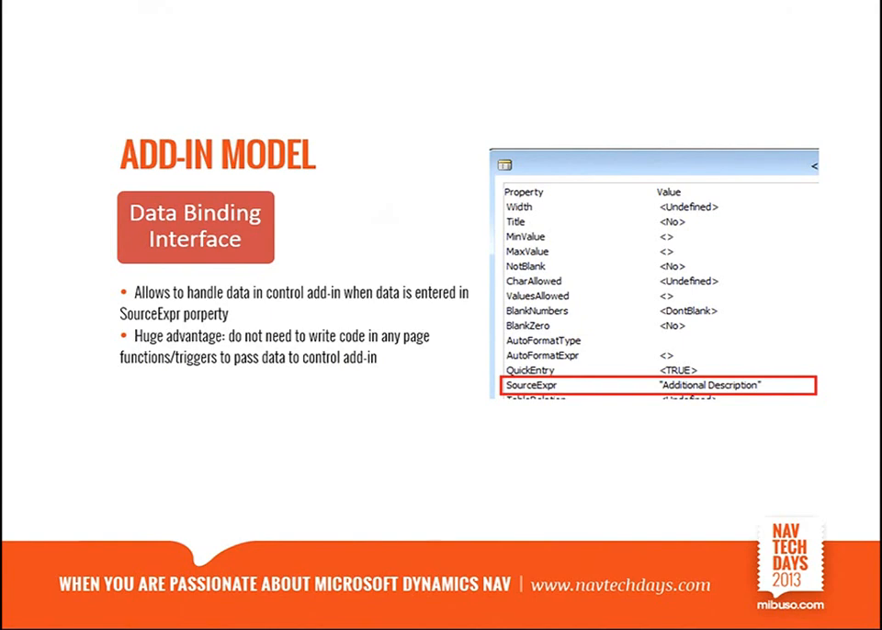And this is a huge advantage because you don't need to do any additional C/AL coding inside of NAV pages if you want to manage data with an add-in. So for example, for this additional description, we can automatically change the data inside of the control add-in, in the code of the control add-in, and all the changes will automatically be put into the database. So this is data binding.